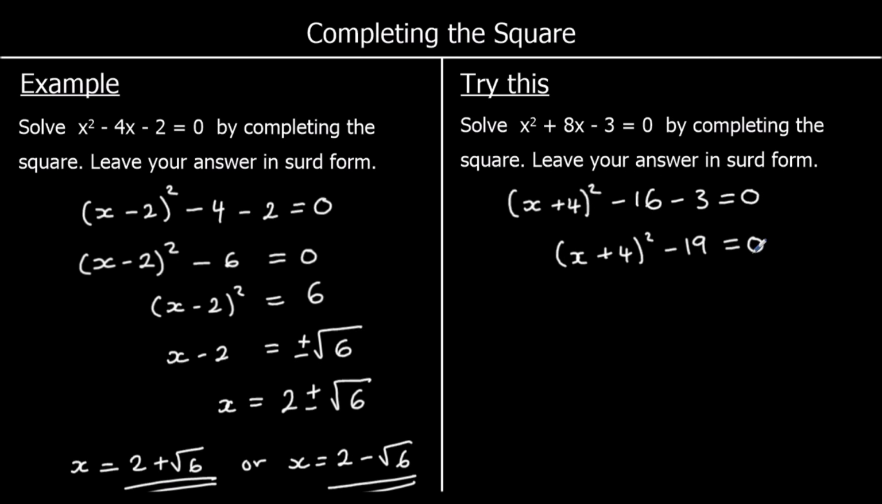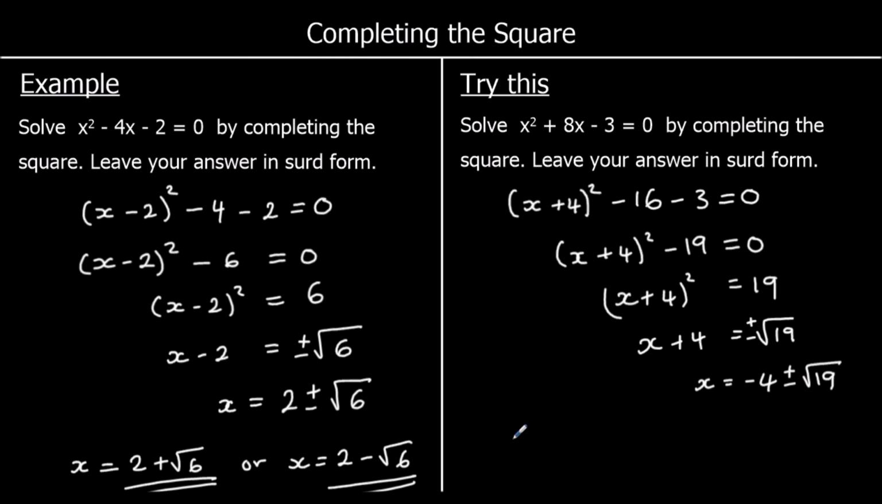We plus 19 to both sides. So that's (x plus 4) squared is equal to 19. Then we square root both sides. So x plus 4 is equal to plus or minus the square root of 19. Then take 4 away from both sides to get x by itself. So it'll be minus 4 plus or minus square root 19. So x will be minus 4 plus root 19, or x can be minus 4 minus root 19.